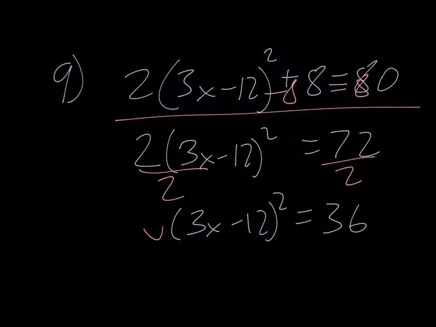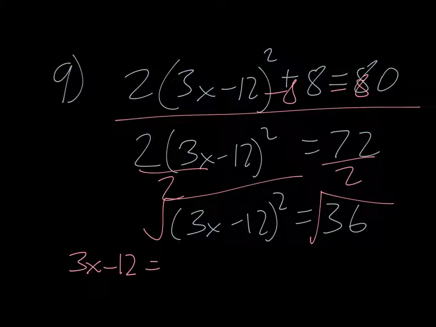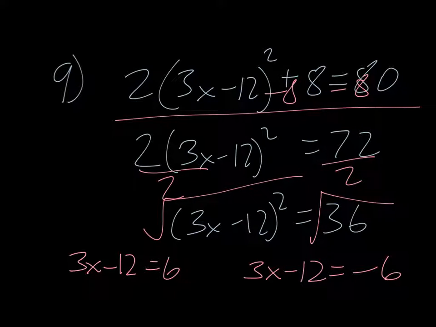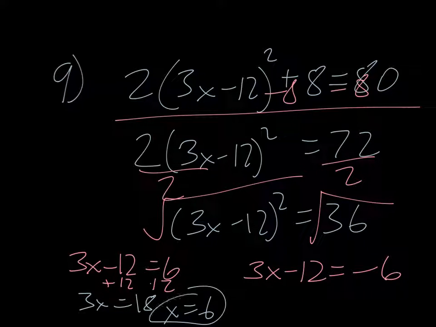Now I can square root both sides, and let's be careful here. This is going to give me 3x minus 12 equals 6, but you also have to solve it as 3x minus 12 equals negative 6. Because when you square root 36, we call that plus or minus. So over here I would add 12 to both sides, and that gives me 3x is equal to 18, so x is equal to 6, sorry I'm out of space.